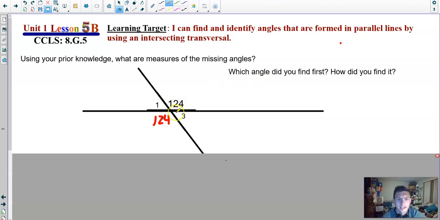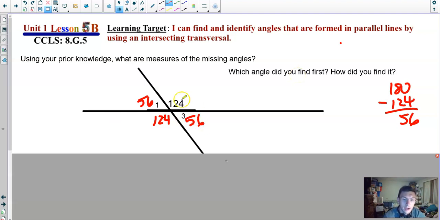So now how can I find angle 1 or angle 3? Well, if you remember from 5a, when you have a straight line and that semicircle, that means that these two angles add up to 180 degrees. So let me do it over here, 180 minus 124, and I get 56. So angle 1 is 56 degrees. So now I know angle 3, because angle 1 and angle 3 are vertical angles, which means they are equal. So I was given one angle, and I was able to find the other 3.